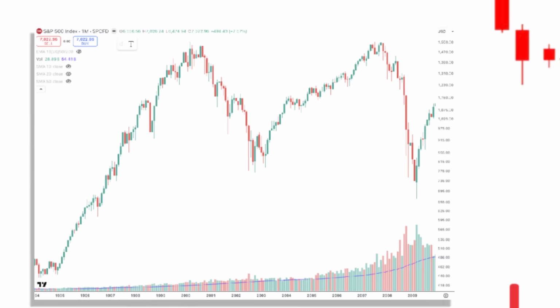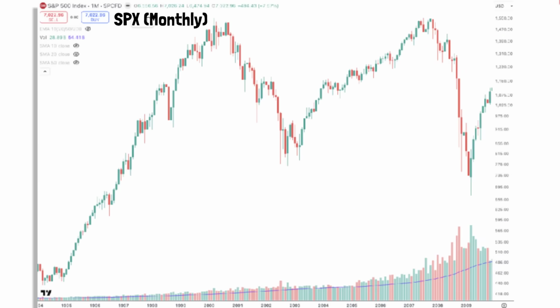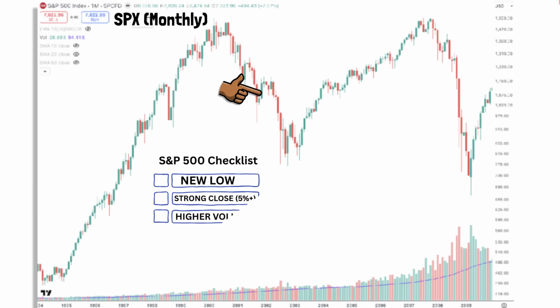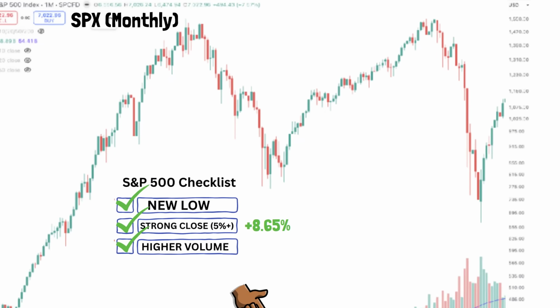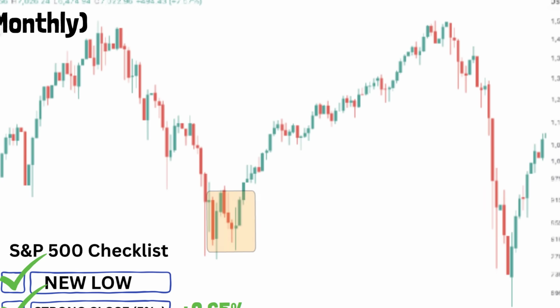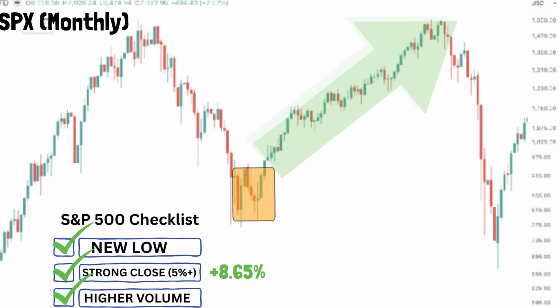Examining the S&P 500 during the dot-com crash, the index formed significant candles here and here, but neither marked lows in those months, nor did volume confirmation occur. However, in this particular month, the low was established. The close was robust, up 8.65%, and volume exceeded the previous month. After 5 to 6 months of sideways consolidation, the index entered a new bull run, lasting until October 2007.